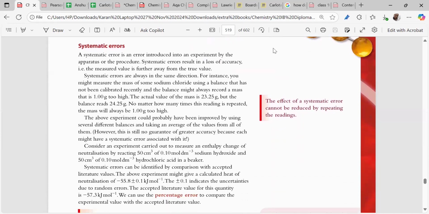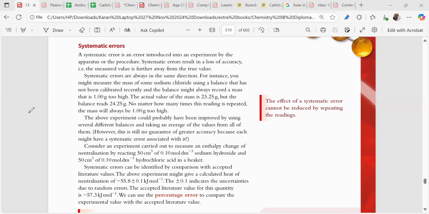I told you. Systematic uncertainty or systematic error is due to the faulty experimental setup. Or they are due to what? They are due to faulty apparatus, right? I'm going to show you.